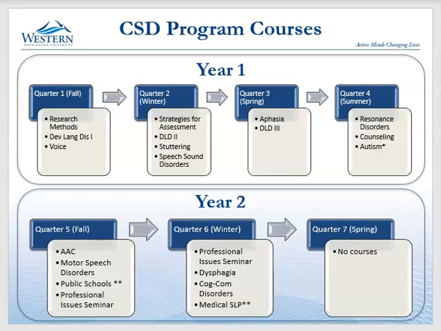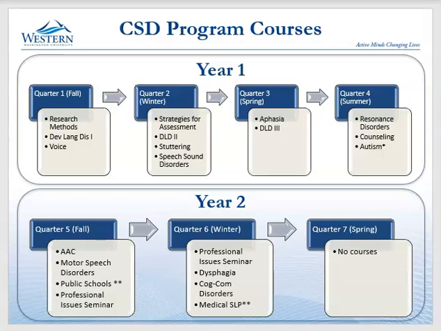So we offer graduate level courses in research methods and in voice. We also have a developmental language sequence where we have developmental language disorders 1, 2, and 3. We have you take an assessment course before you go into the diagnostic clinic, and we offer stuttering and speech sound disorders. We also have courses in aphasia, cognitive communication disorders, and motor speech disorders. We have a counseling course. We have an AAC course. In the summer, we offer a resonance course, and we also offer an elective course on autism.